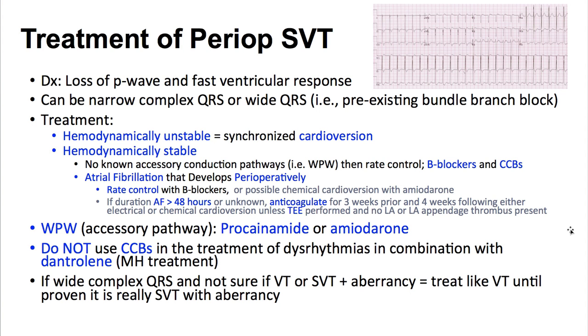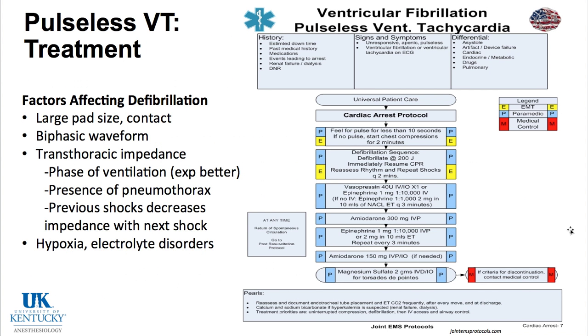Don't give those together. If a wide complex QRS is present and you're not sure if this is VTach or possibly SVT plus aberrancy, i.e. pre-existing bundle branch block, treat it like VTach until proven it's really SVT with aberrancy. Pulseless VTach, how do we treat that? Well, if it's pulseless, obviously it's hemodynamically unstable, and if it's hemodynamically unstable, we must move immediately to electrical treatment.